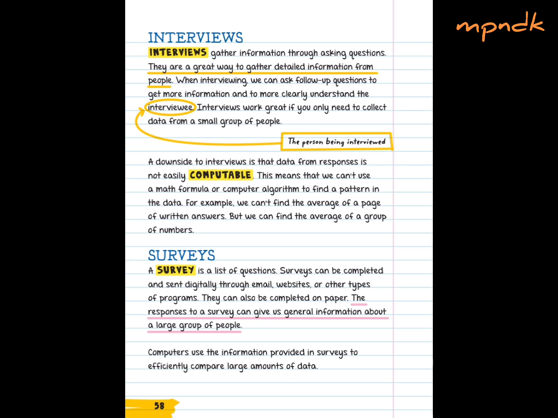Surveys. A survey is a list of questions. Surveys can be completed and sent digitally through email, websites, or other types of programs. They can also be completed on paper. The responses to a survey can give us general information about a large group of people. Computers use the information provided in surveys to efficiently compare large amounts of data.